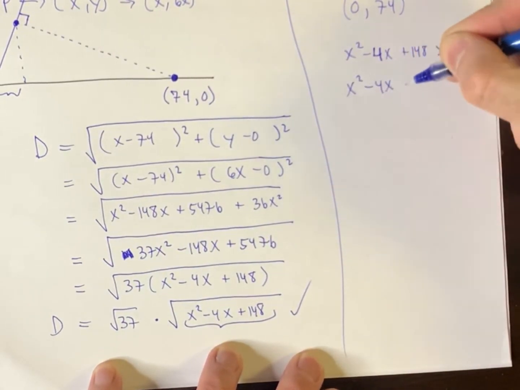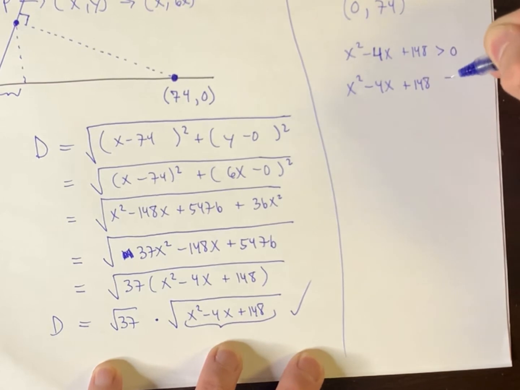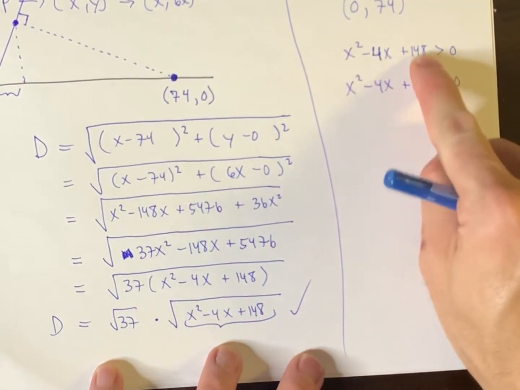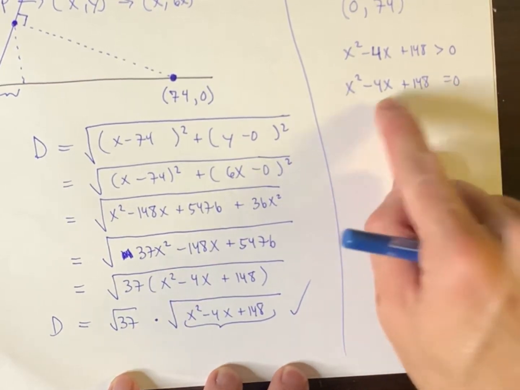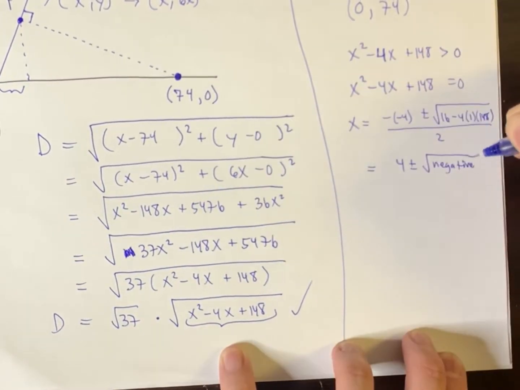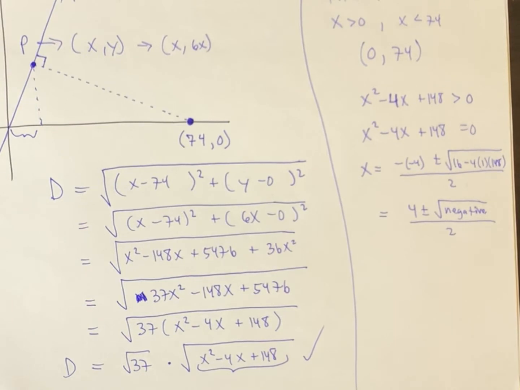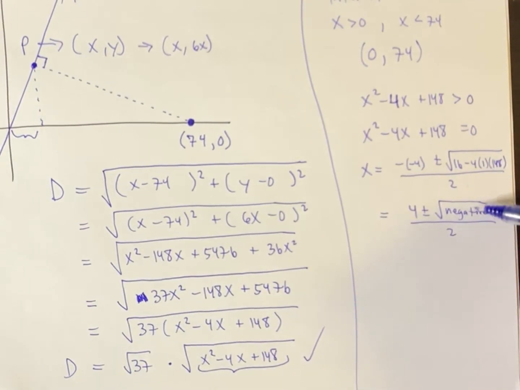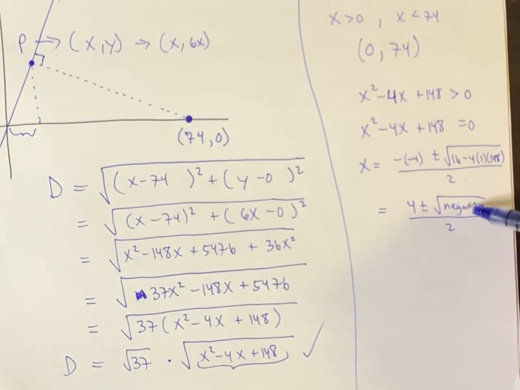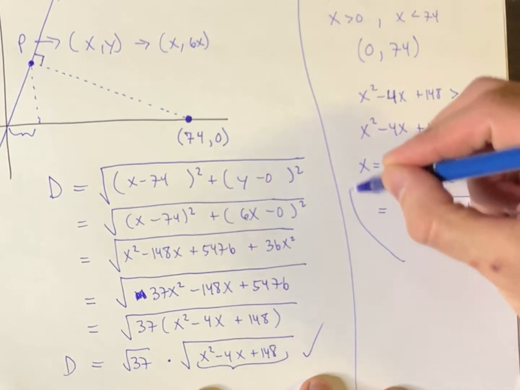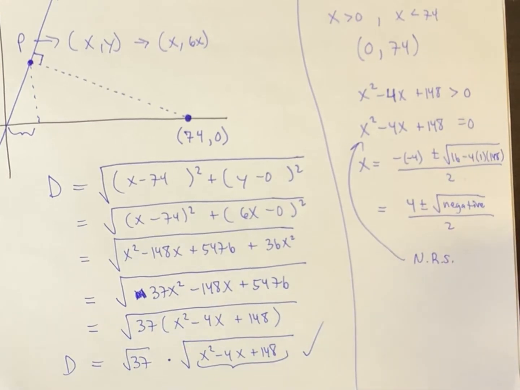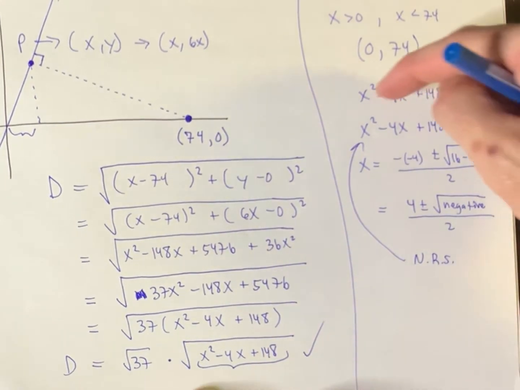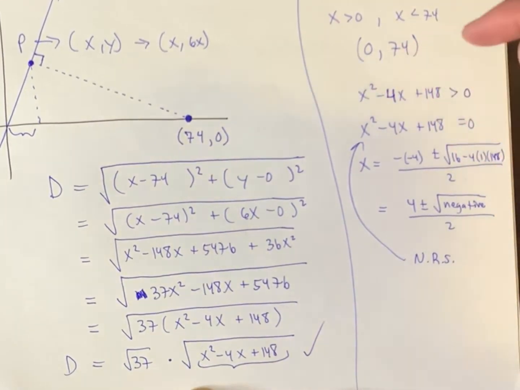What you can do is find the zeros of that function by letting it equal 0. Let's solve this equation by doing the quadratic formula. If you go quadratic formula, you're going to discover that inside of the square root, you have a number that's negative, which means that this equation has no real solution, which means that this expression is always going to be greater than 0.